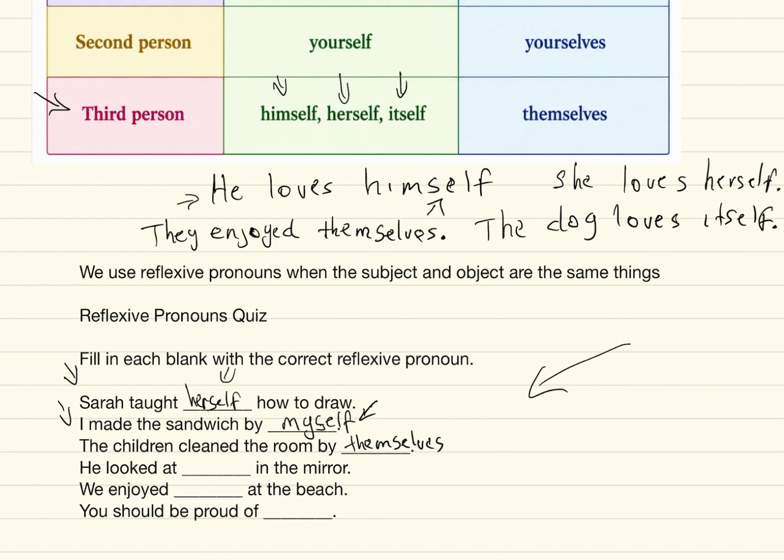And this one, he looked at blank in the mirror. So this is a perfect example because again, when you're looking in the mirror, you're looking at yourself. So since we're using the subject pronoun that usually refers to a male, he looked at himself in the mirror. And then, we enjoyed, this is the plural subject pronoun, we enjoyed ourselves at the beach.